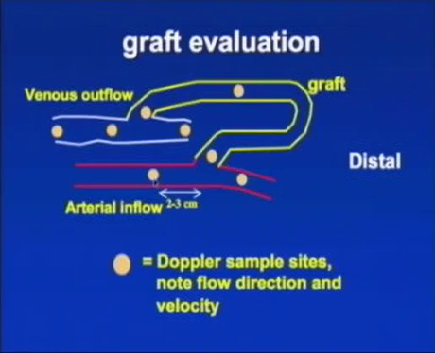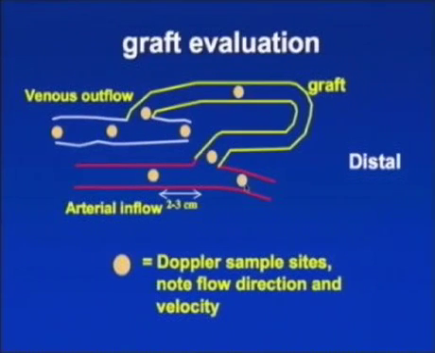The graft evaluation, this is just a diagram showing the sample sites. We evaluate the arterial inflow. Again, the hand is to the right here. This is distal. We evaluate the proximal anastomosis of the graft or fistula. We survey the entire graft, taking periodic measurements, particularly the outflow region. And then we evaluate vein flow, particularly the direction for the outflow track. And then additionally, distal to the anastomosis in the artery, again, noting flow direction.